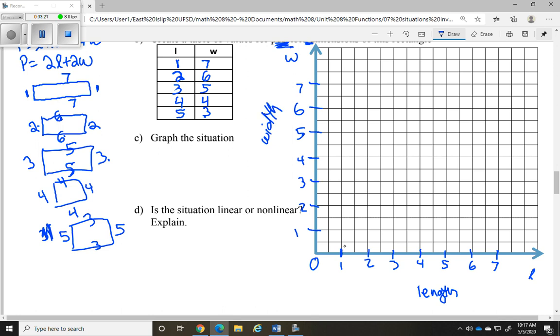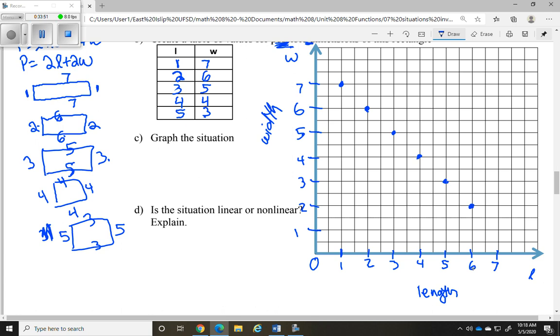And if I plot the point 1, 7 and 2, 6, 3, 5. Are they looking like they form a straight line? Yeah, they do. If I continued this pattern, my next point would be here.